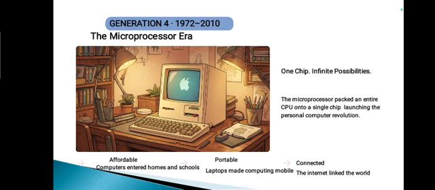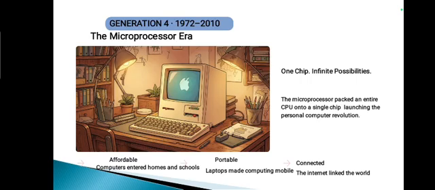The next one is generation 4, the microprocessor era. One chip, infinite possibilities. The microprocessor packed an entire CPU onto a single chip, launching the personal computer revolution. The advantages of the microprocessor era are that computers became affordable, portable, and connected. Computers entered homes and schools. Portable laptops made computing mobile. Connected, the internet linked the world.